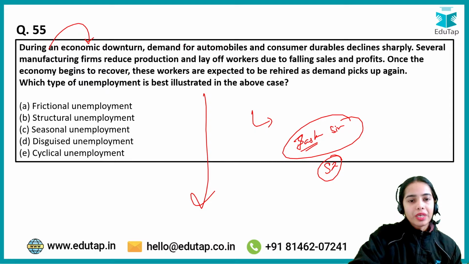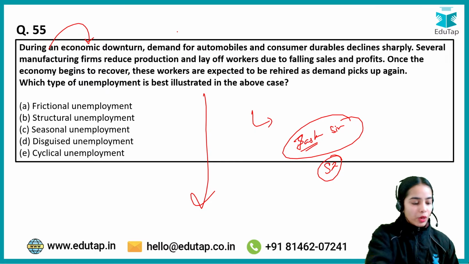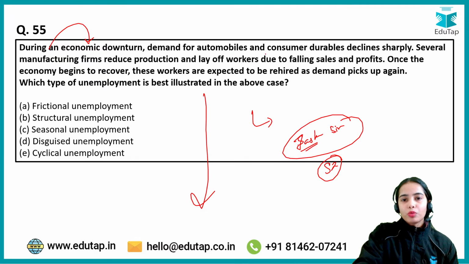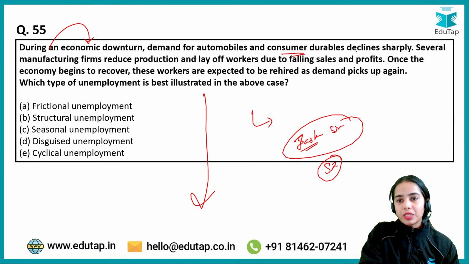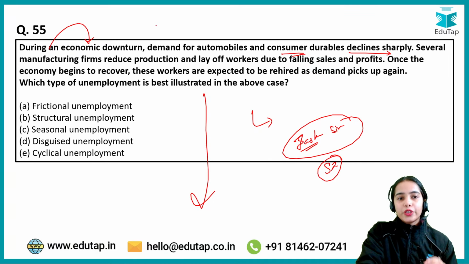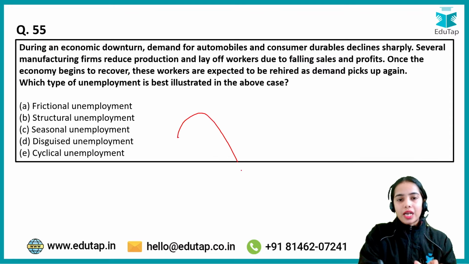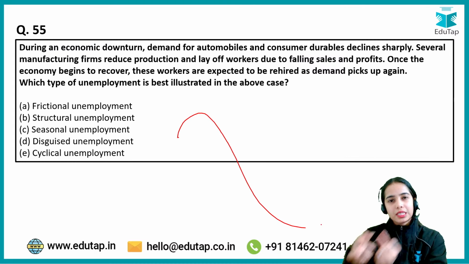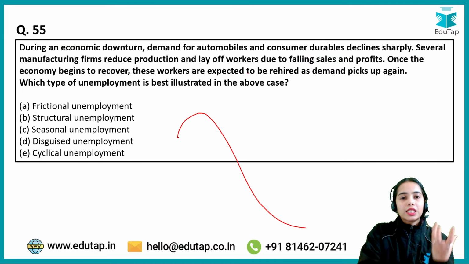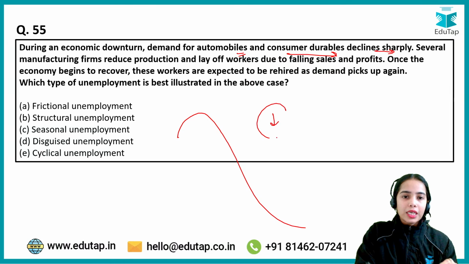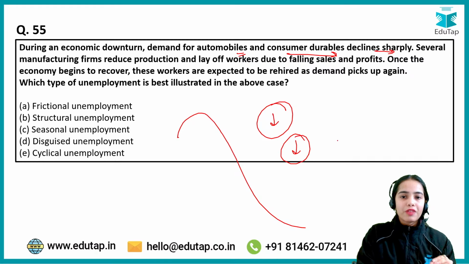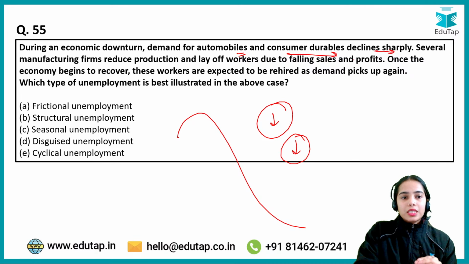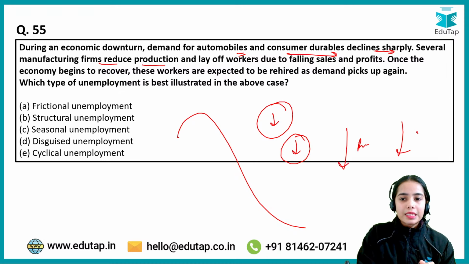Now, if an economic downturn has come, demand for automobiles and consumer durables declines sharply. When there is a contraction in the economy, the demand is less for automobiles and consumer durables. Several manufacturing firms reduce production, and with less production, there is less employment.